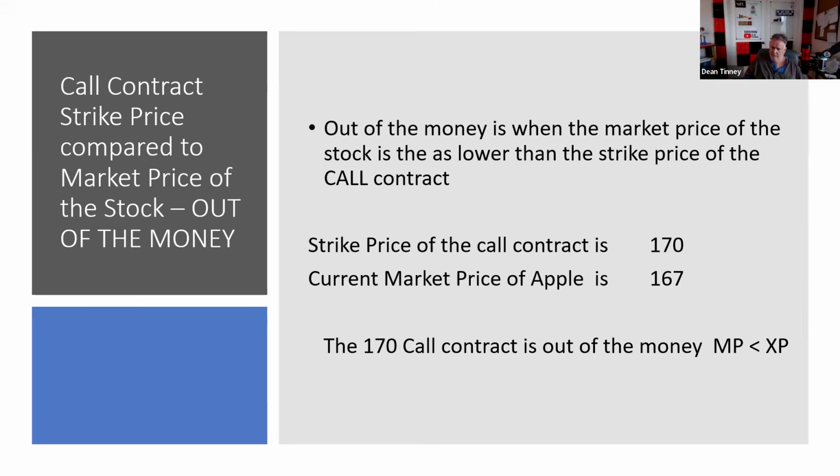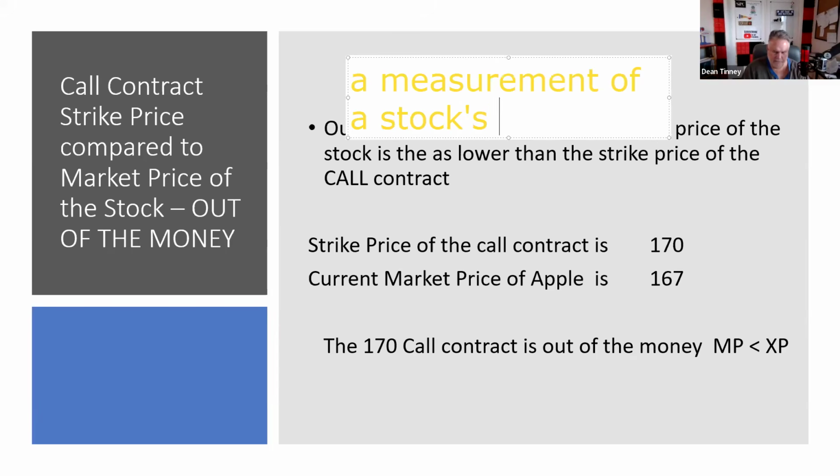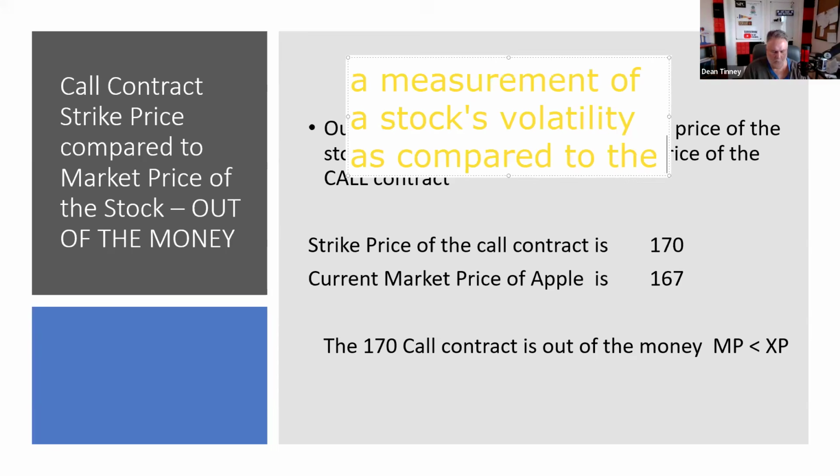What is the term for saying that Apple has a high level of volatility as compared to the market? It's like learning a foreign language, right? Anyway, you want to put it in the chat or tell us what you think that is? The beta? The beta? Beta. That's right. The measurement of a stock's volatility as compared to the market as a whole can best be described as beta.